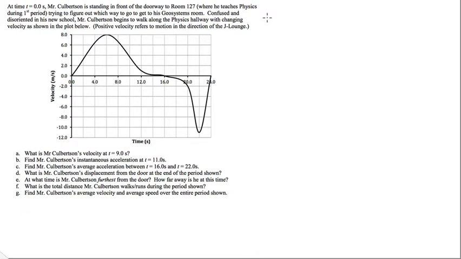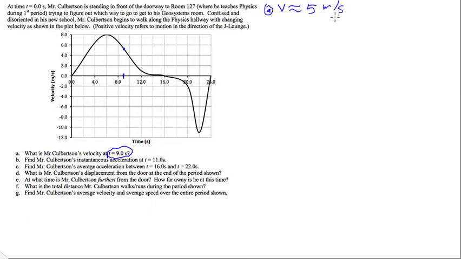So anyway, to start with, question A, what is Mr. Culbertson's velocity at t equals 9.0 seconds? So question A, this is one of these sort of deceptively simple problems. We're trying to find velocity. This is a velocity versus time plot. So you just go to 9 seconds, which is right about there, and you read off what the velocity is. And I would say the velocity there, I don't know, 5.0, maybe a little more. Velocity is about 5 meters per second.